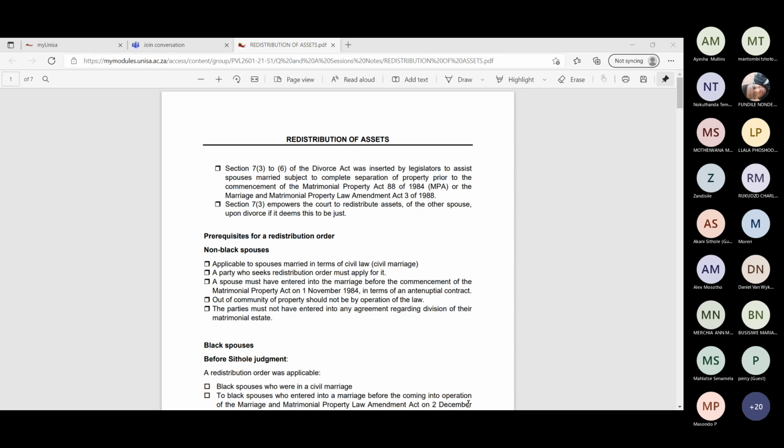Palesa? Hi, ma'am, how are you? Hello, Palesa. I'm just thinking, if the other spouse got the redistribution, was it also possible for them to apply for maintenance, or if you did the redistribution order, you don't do maintenance? Thank you. Okay. In deciding whether to redistribute assets, maintenance is one of the factors that the court looks at.